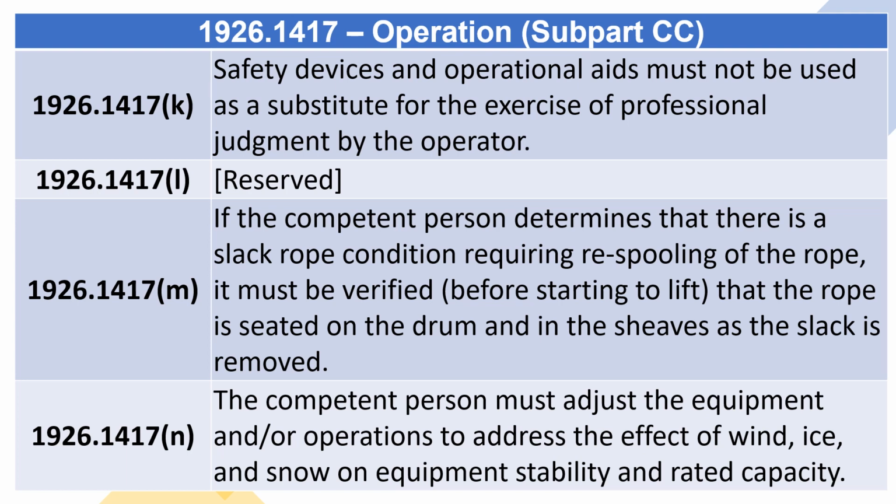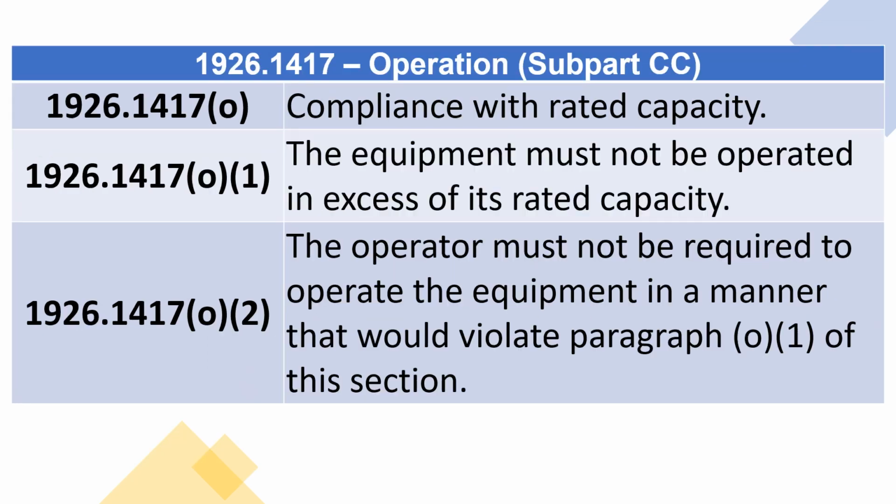1926.1417 N. The competent person must adjust the equipment and/or operations to address the effect of wind, ice, and snow on equipment stability and rated capacity. 1926.1417 O. Compliance with rated capacity. 1926.1417 O1 and O2. The equipment must not be operated in excess of its rated capacity. The operator must not be required to operate the equipment in a manner that would violate paragraph O1 of this section.